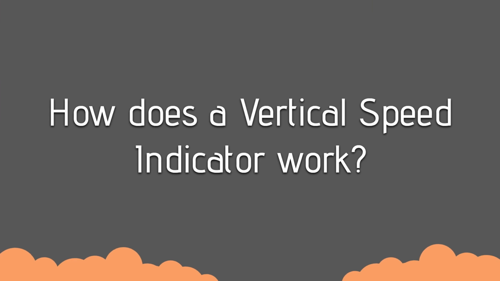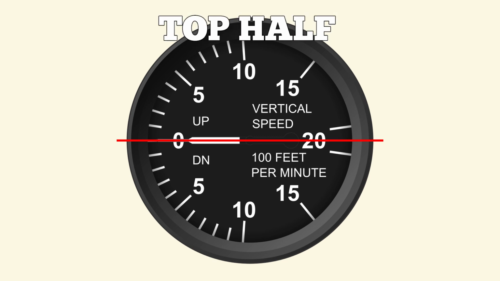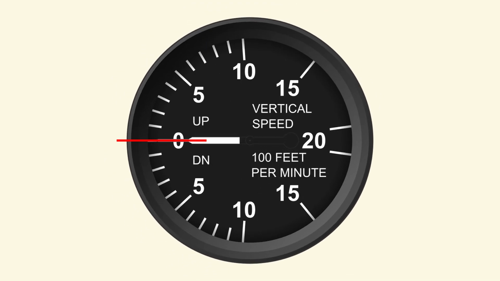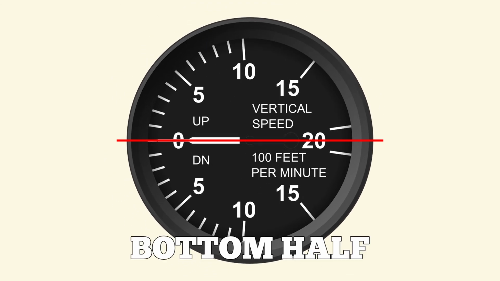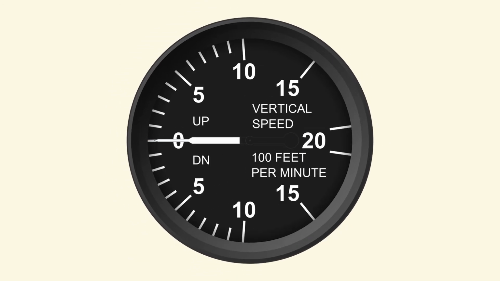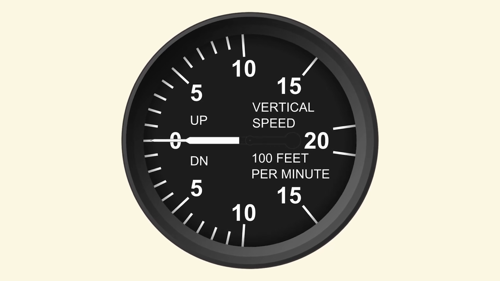How does a vertical speed indicator work? The VSI is separated into two. The top half, where you can determine that you are ascending if the needle is pointed to the top half. The second half is the bottom, where you can recognize that you are descending when the needle is pointed at the bottom. On top of that, when the needle is at rest position, you can determine that the aircraft is in level flight.